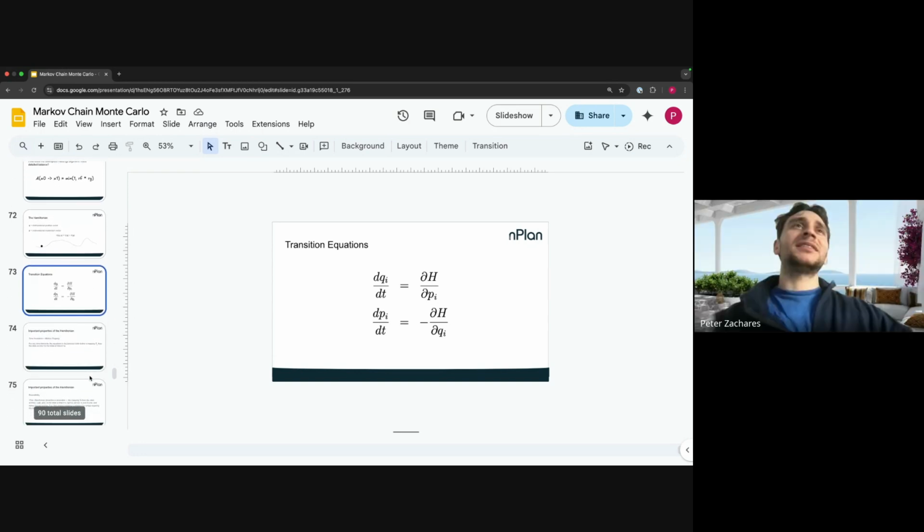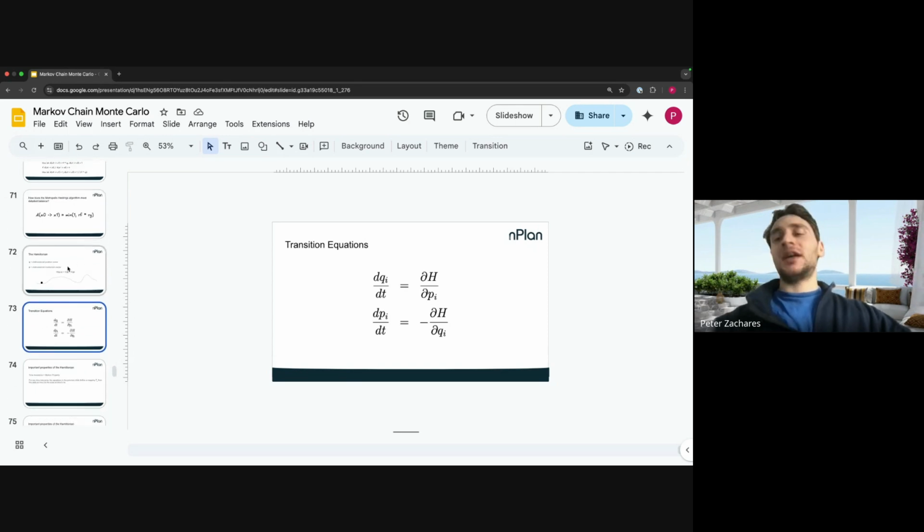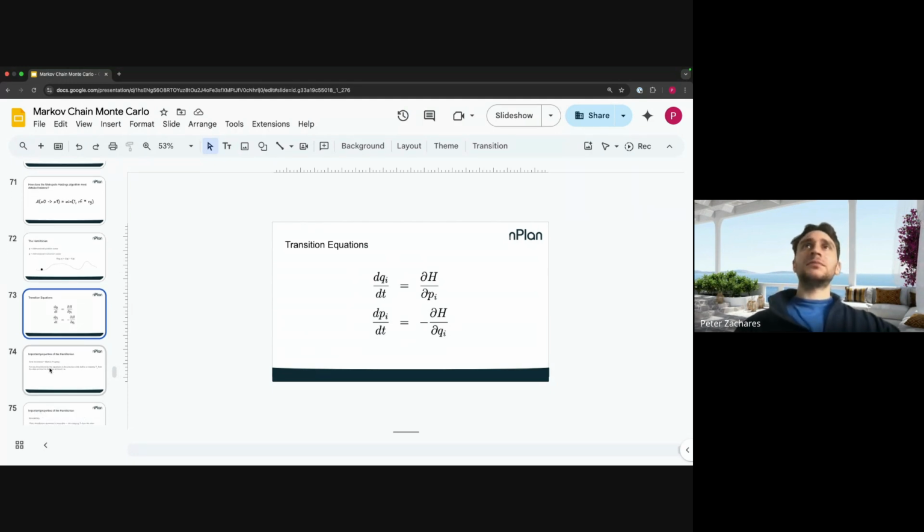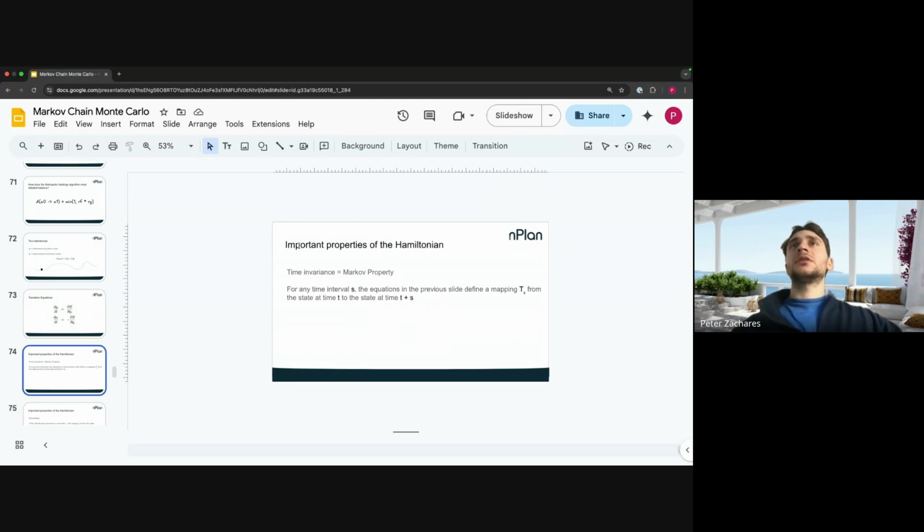Cool, thanks. Okay, so this is the system. Again, it's a physical system for describing how an object changes its position and momentum over time. And so the Hamiltonian has some important properties. One is time invariance, which is that for any time interval s, the equation in the previous slide defines a mapping Ts from the state at time t to the state at time t plus s.